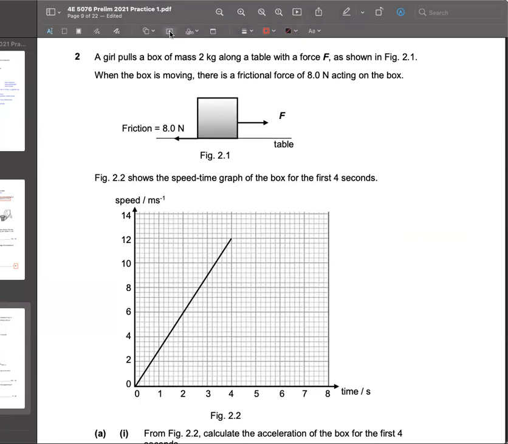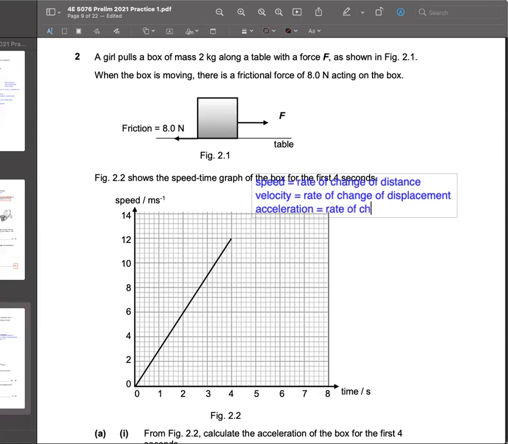Okay, there's friction, there's air, there's a speed-time graph for the first 4 seconds. All right, define speed. Speed is the rate of change of distance. What's velocity? The rate of change of displacement. What's acceleration? Rate of change of velocity.